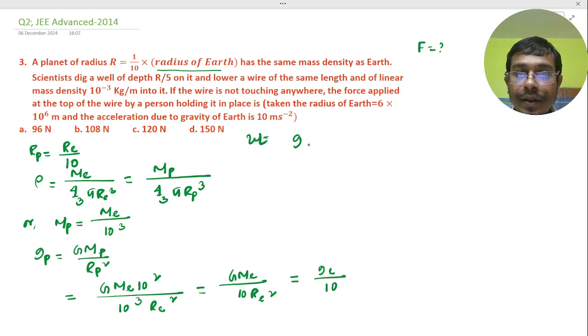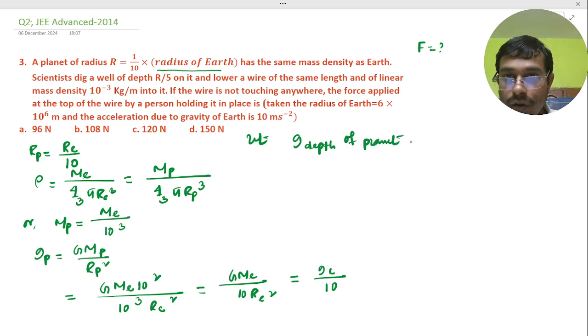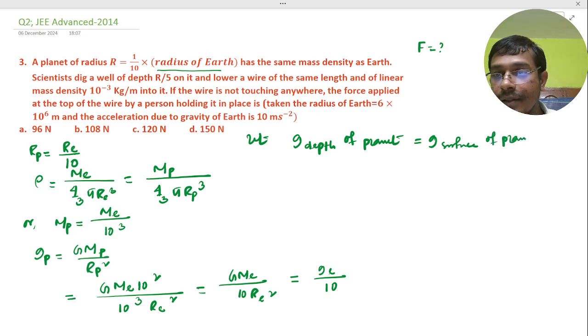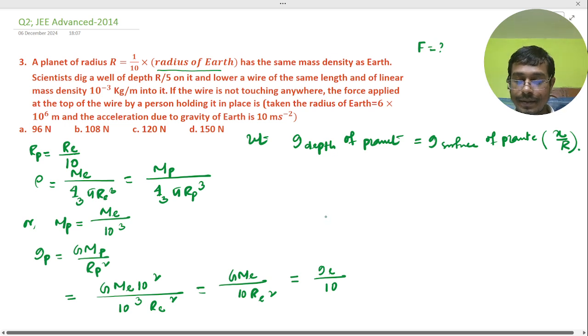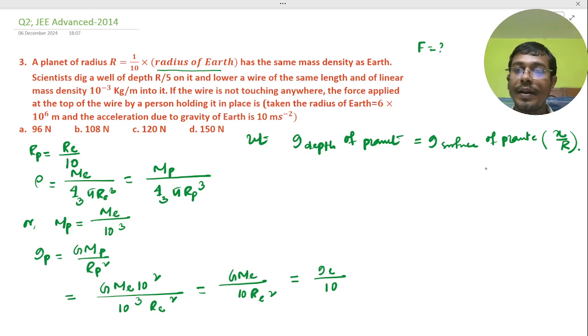g at depth of planet is equal to g at surface of planet, and that becomes x by r, where x is the distance from the center of the planet, and lambda be the mass per length of that wire.